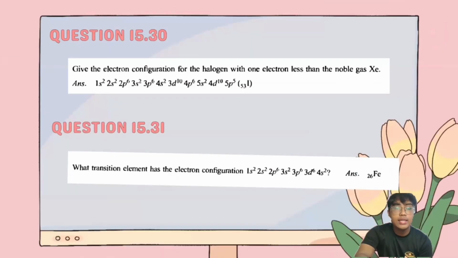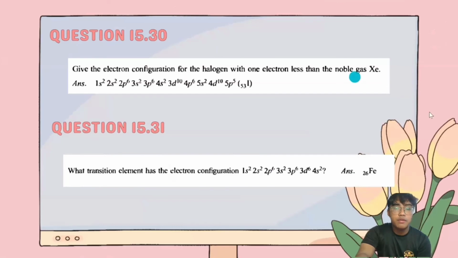Okay, next question. Give the electron configuration for the halogen with one electron less than the noble gas Xe. So, when we talk about electron configuration, we must remember the two principles from earlier, which are the Pauli exclusion and the Aufbau. Aufbau states that we must arrange in the order 1s, 2s, 2p, 3s, 3p, and Pauli says that no two electrons can be in the same state.